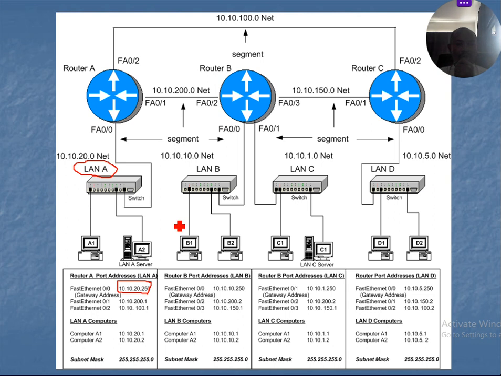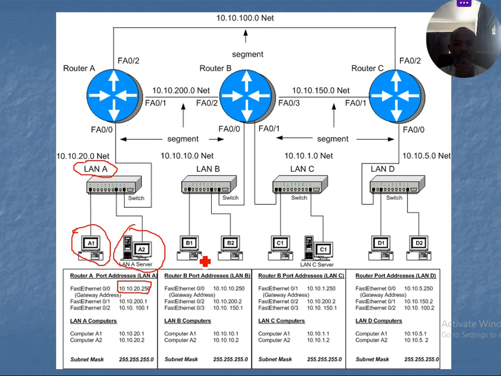Then we have fast Ethernet 0/2, which is 10.10.100.1. These are the router gateways for router A. Now the LAN computers all have their own delivery addresses: 10.10.20.1 and 10.10.20.2 for computer A1 and computer A2. These two computers on the LAN have their own receivable addresses.